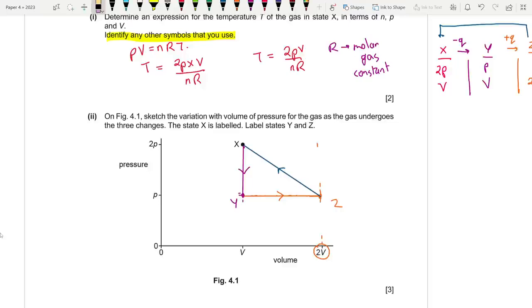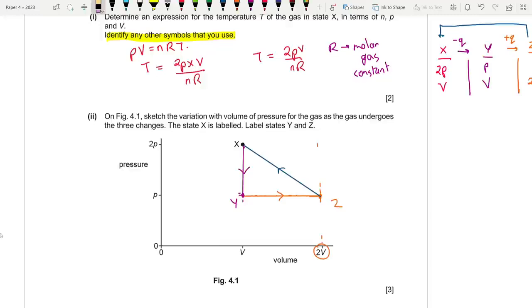So according to the mark scheme, sketch a straight vertical line XY from V, 2P to V, P, fine. Then a straight horizontal line YZ from V, P to 2V, P, and then a curve with gradient increasing from Z to X, from 2V, P to V, 2P. Okay, so why is this important?